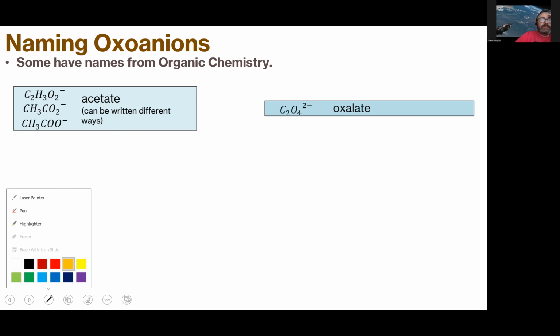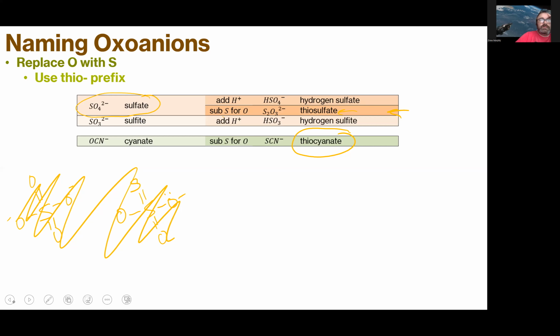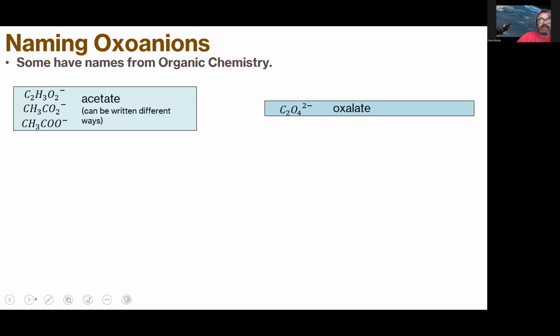Okay, so acetate is probably a very important one for us to know. And acetate can be written lots of different ways depending on where you see it or how you see it. I frequently will focus on this one, C2H3O2 minus, but I know for a fact you will see these other ones in other places, like in the homework or maybe on an exam. So get used to all of those.